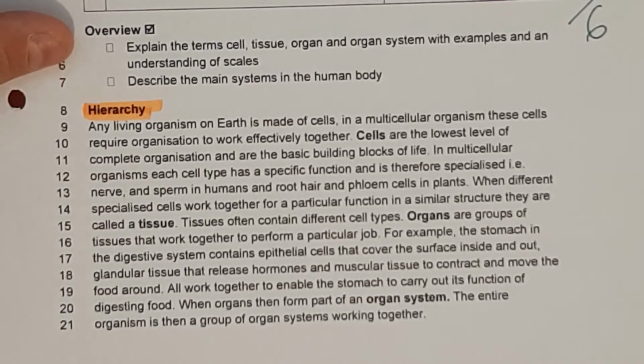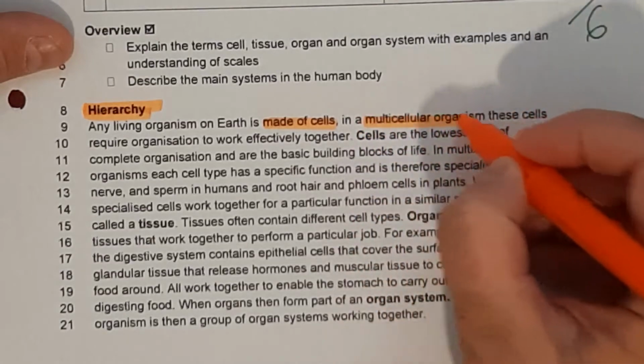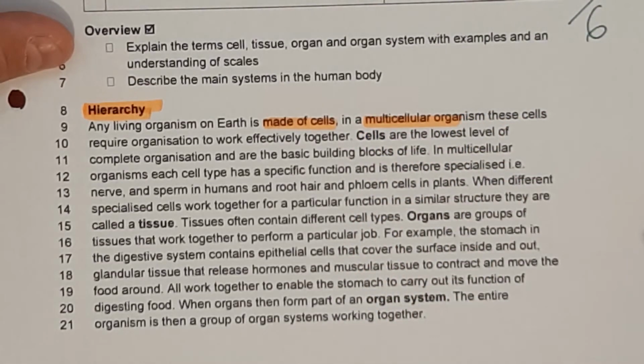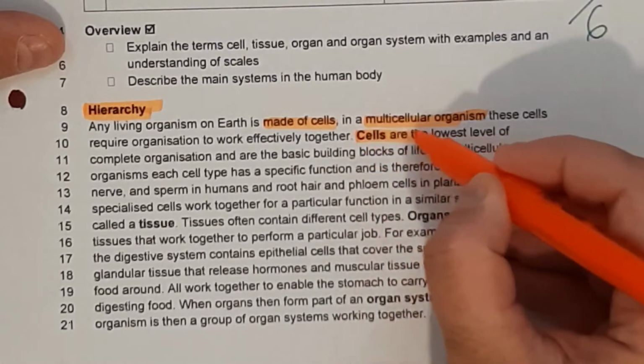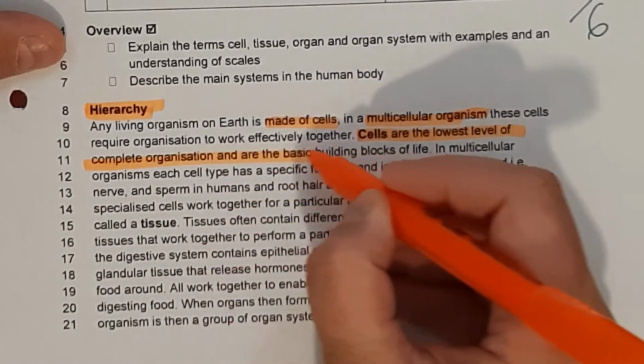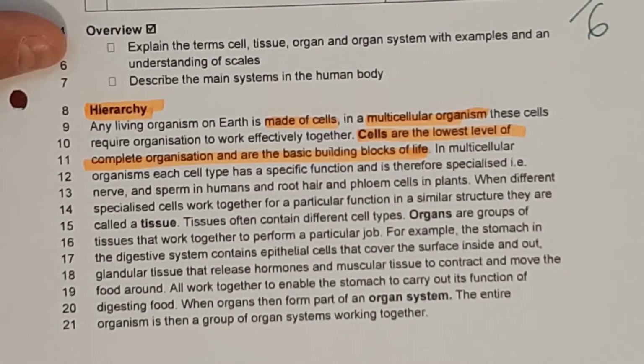Any living organism on Earth is made of cells. In multicellular organisms, these cells require organisation to work effectively together. Cells are the lowest level of complete organisation and are the basic building blocks of life. In multicellular organisms, each cell type has a specific function and is therefore specialised, such as nerve and sperm cells in humans, root hair and phloem cells in plants.